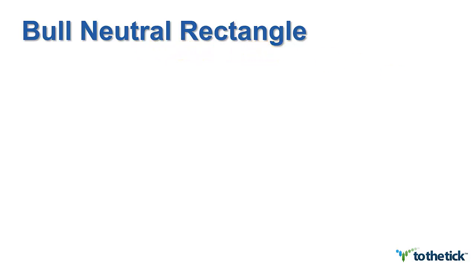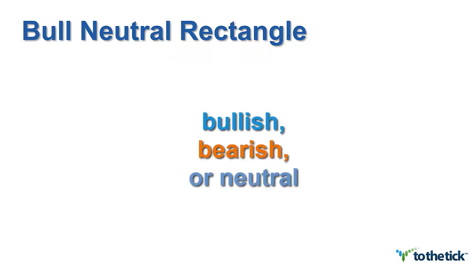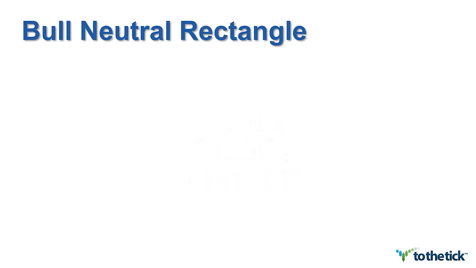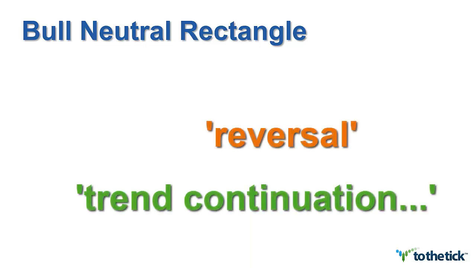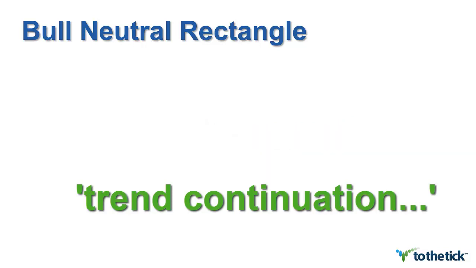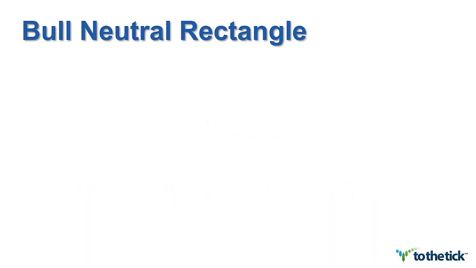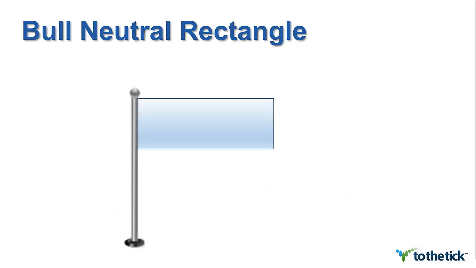Now, rectangles are one of the few price patterns in technical analysis that can be bullish, bearish, or neutral. Rectangles can be seen as trend continuation patterns, sideways consolidation patterns, and they also can be seen as setups for reversals. Today we're going to focus on recognizing the neutral rectangle in a trend continuation setup. Now this image would represent a bullish neutral rectangle price pattern.